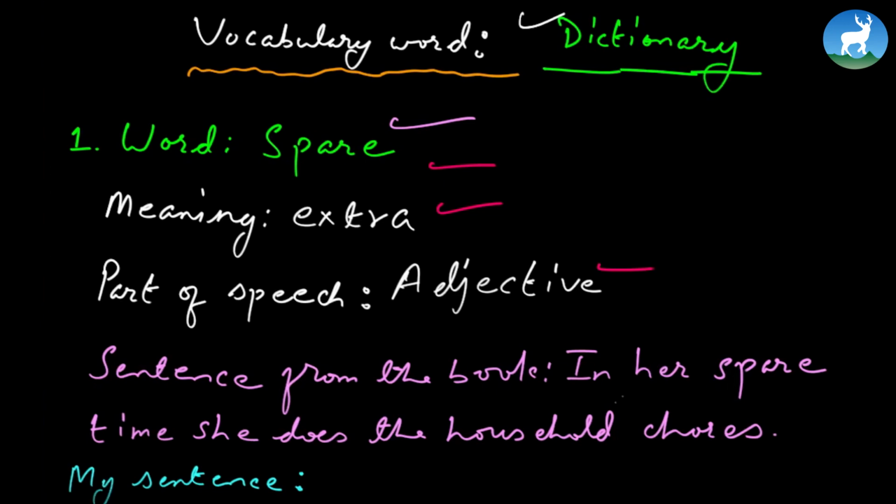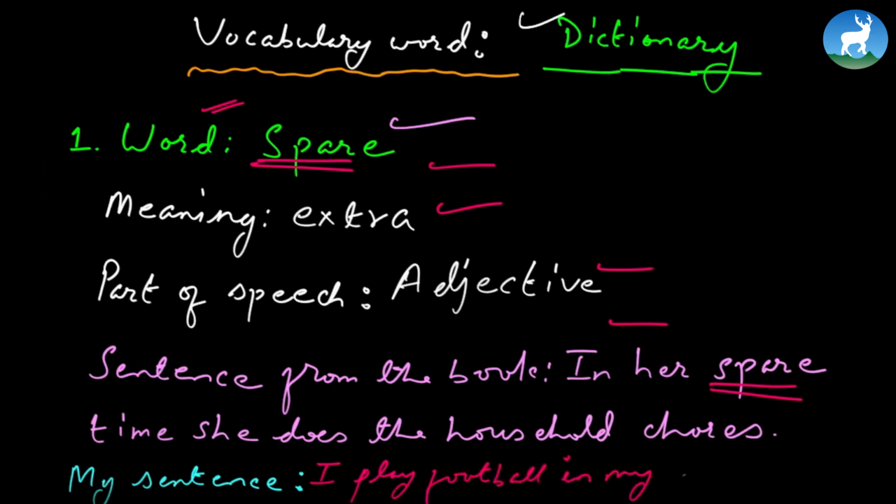And finally, you write sentence from the book, meaning copy the sentence where the word spare appears: in her spare time, she does the household chores. And finally, you have my sentence. Meaning now, write a sentence of your own. What sentence can you make out of the word spare? Let's say you want to write, for example, I play football in my spare time. There could be so many sentences. This is just one of the examples I've written here. You can think of some creative and wonderful example and write your own sentence.